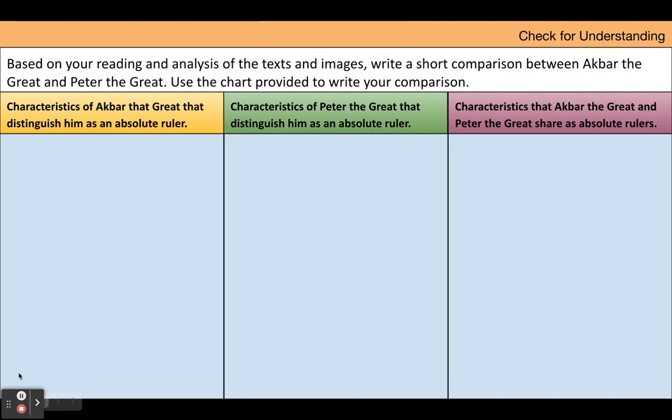Now that you have completed the annotation organizers for the secondary and primary sources for both Akbar the Great and Peter the Great, let's put this information together with a check for understanding. Based on your reading and analysis of the texts and images, write a short comparison between Akbar the Great and Peter the Great. Use the chart provided to write your comparison.